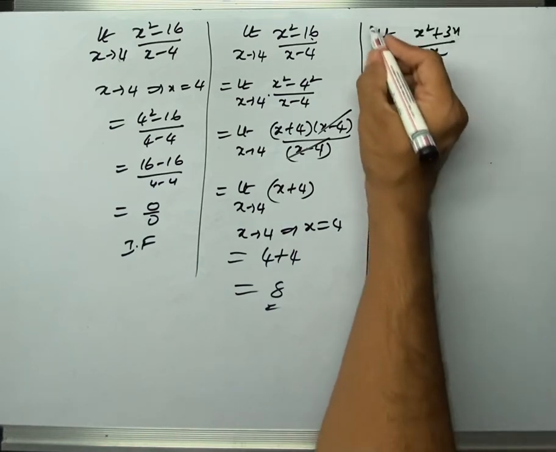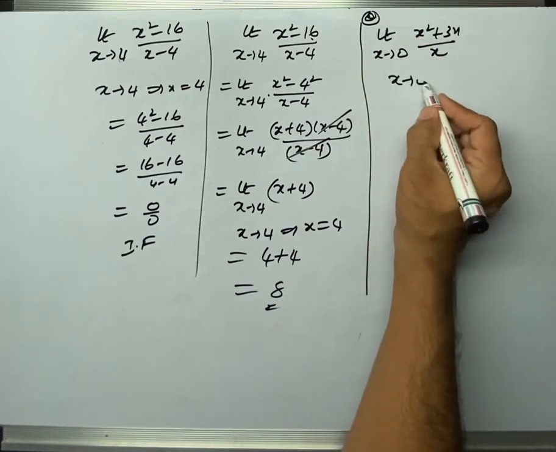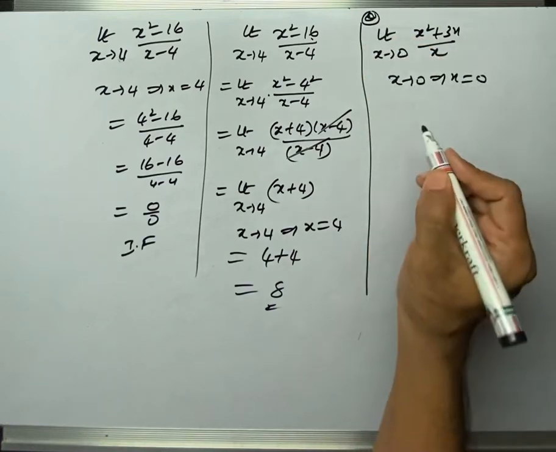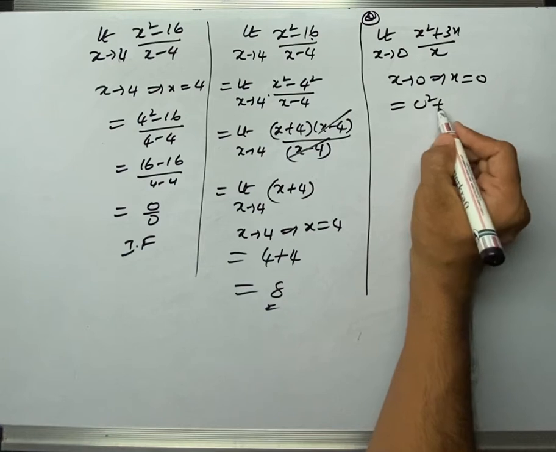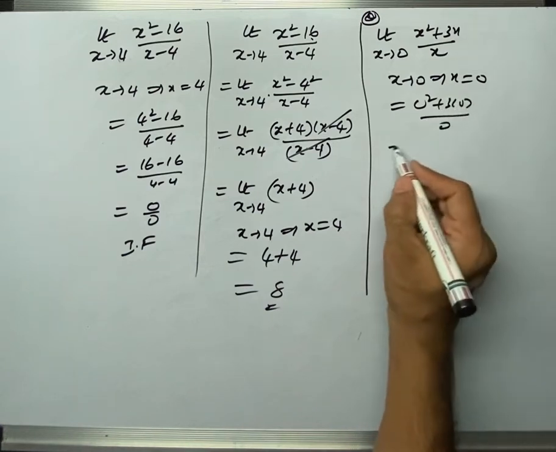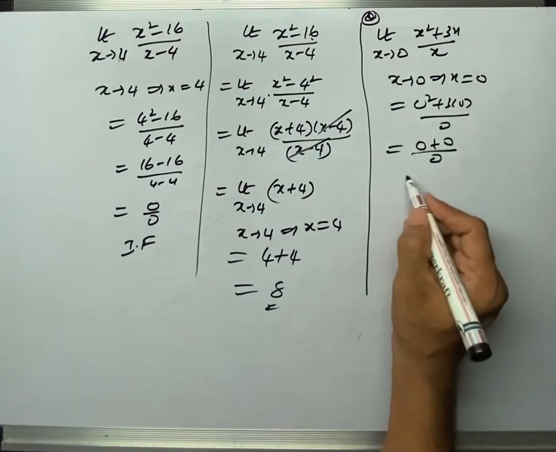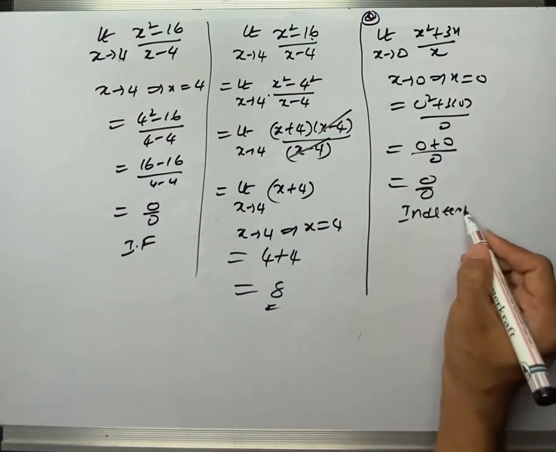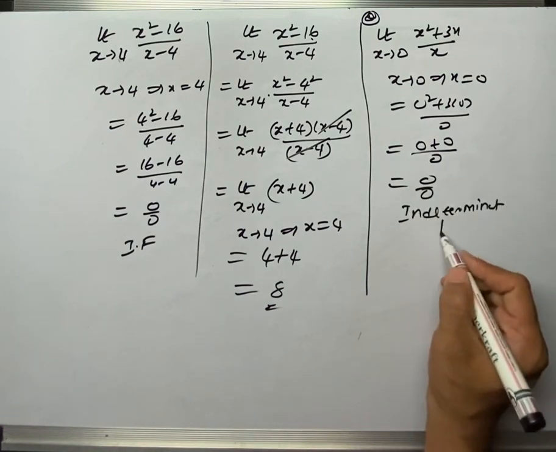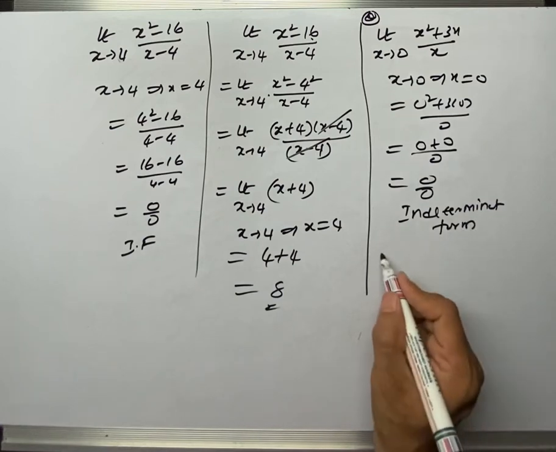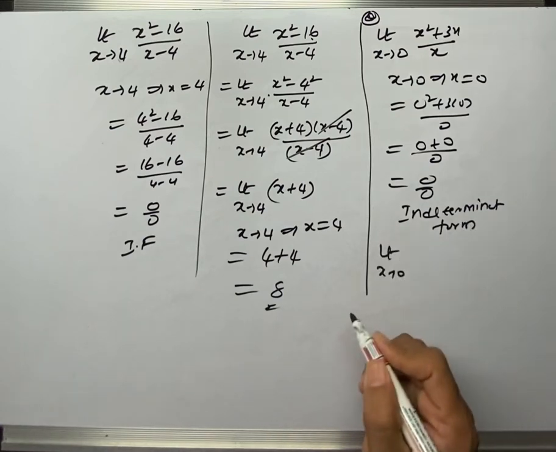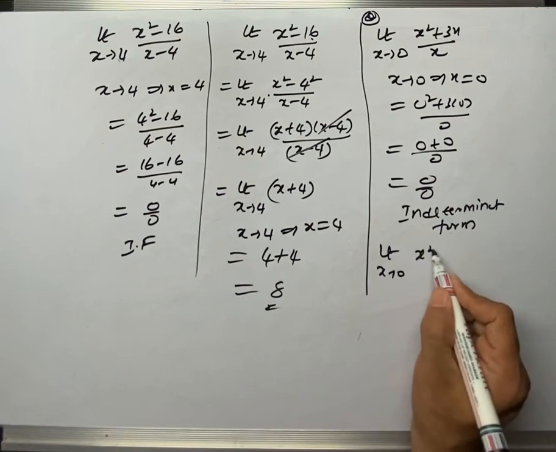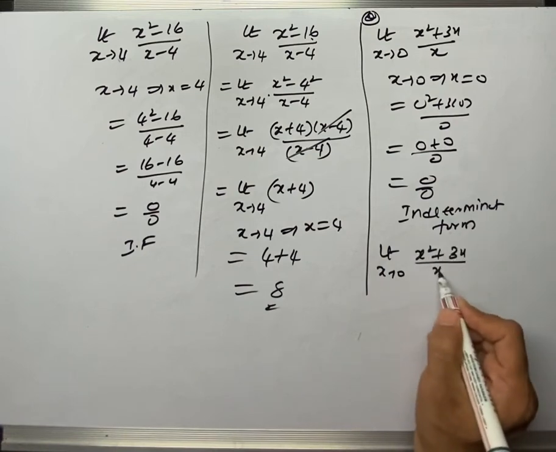In the same way, if we have limit x tends to 0, x square plus 3x by x. This time we will write x tends to 0 implies x is equal to 0. 0 square plus 3 into 0 by 0, 0 plus 0 by 0, which is 0 by 0 indeterminate form. Once we get this indeterminate form, we will write the question once again. X tends to 0, x square plus 3x by x.